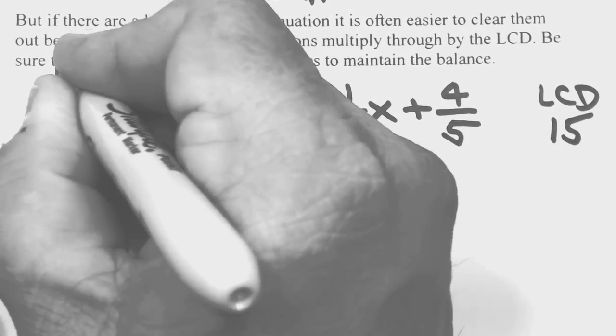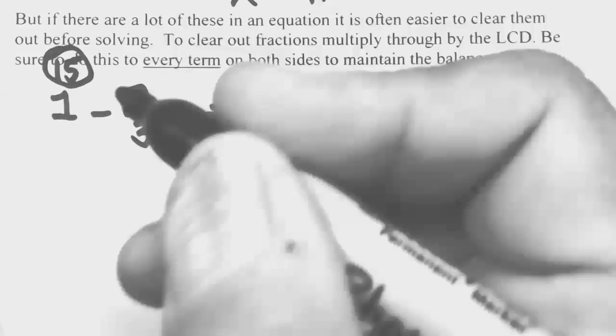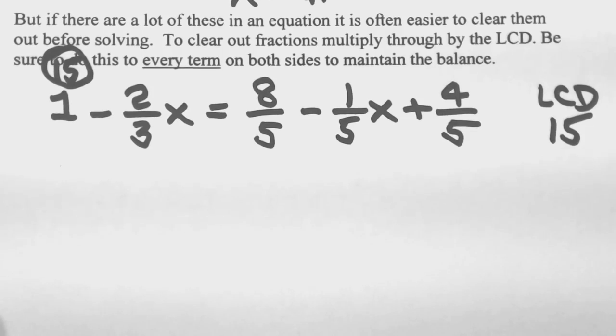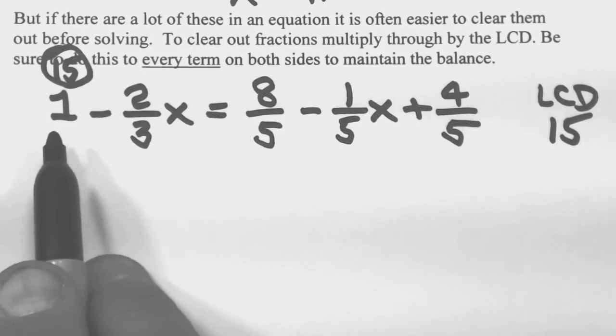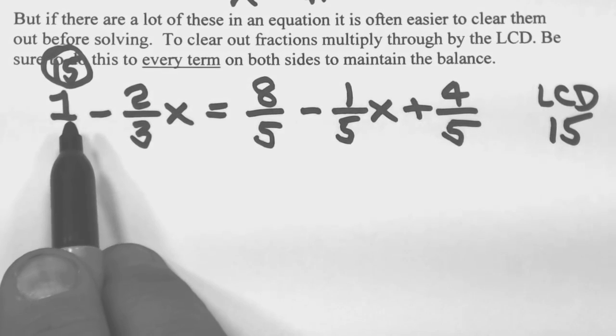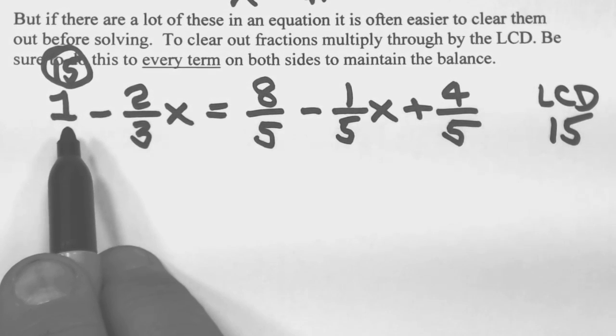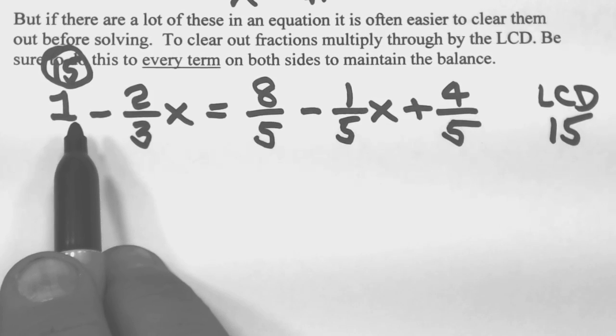I like to do it right above the term and circle it so it's very evident that I've done it to the term. I've hit this first term by 15. Now notice this first one does not have a fraction. Some of you would think, well, I don't have to clear out the fractions, it doesn't have one.